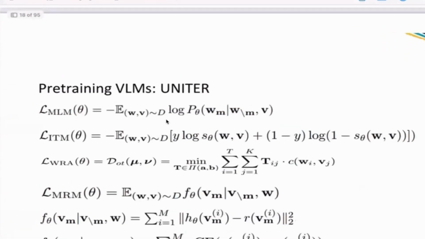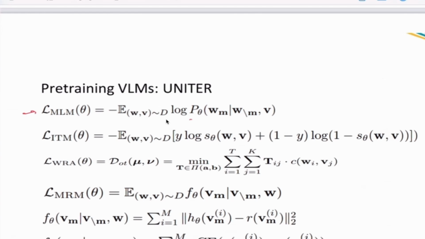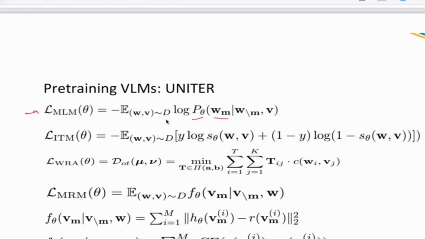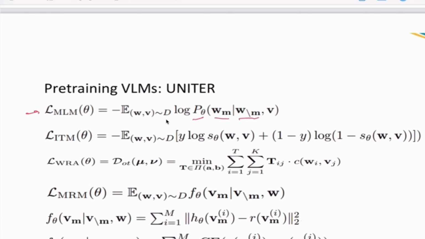So you have masked language modeling. This is very simple. You want to predict the missing token. So this is the probability of the masked token, which is a word that is masked, given the unmasked words and all the visible regions. You want to recover the masked token. This is the loss. You take the negative log of it, and you sum over the whole batch, and that gives you the loss. So it is very simple.